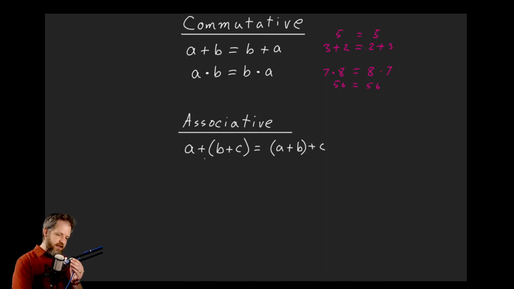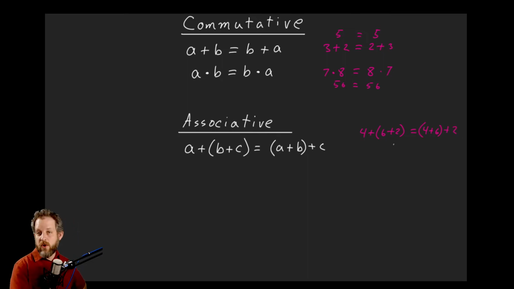Let's keep it all the same. Let's do 4 plus 6 plus 2. And we're assuming that that equals 4 plus 6, and then plus 2. So let's work it out and see what happens. 6 plus 2 is 8. Bring down what we haven't touched: 4 plus 8 is 12. On the other side, 4 plus 6 equals 10, plus 2 is 12. So we can group it either way.